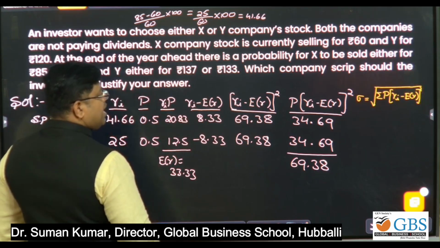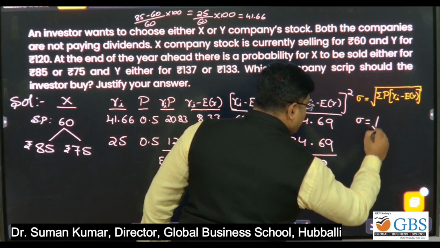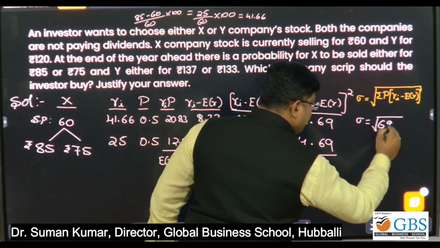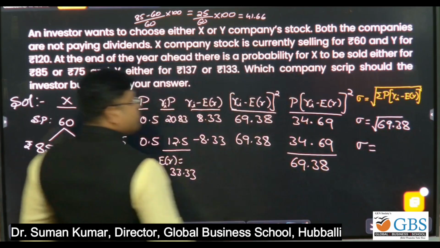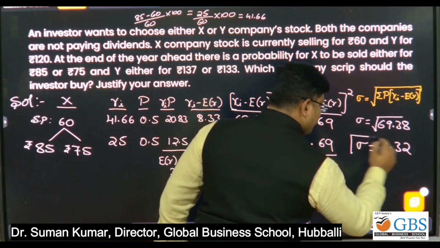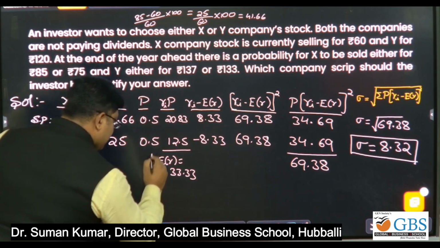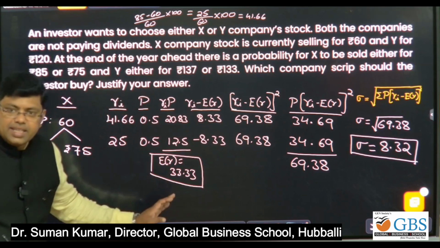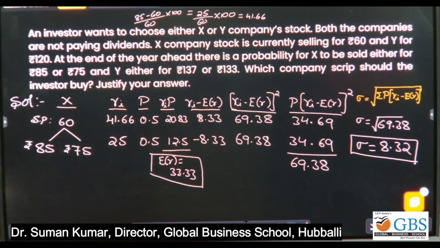Now you can use this formula. Very simple. So standard deviation is equal to square root of the total, 69.38. That is standard deviation is equal to 8.32. This is one thing, and this is one more thing. E of R means return. This is risk. Clear?